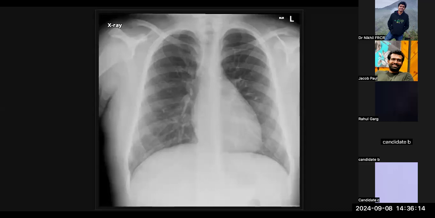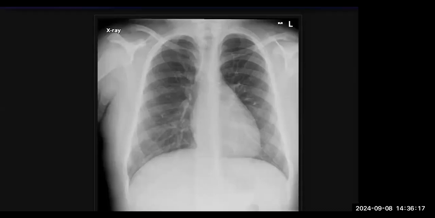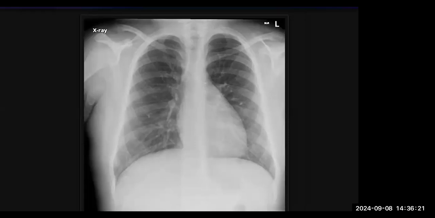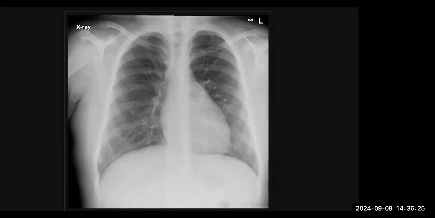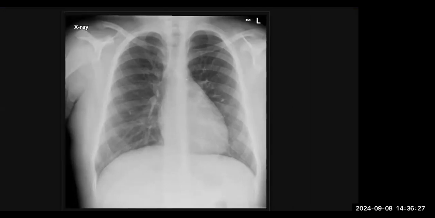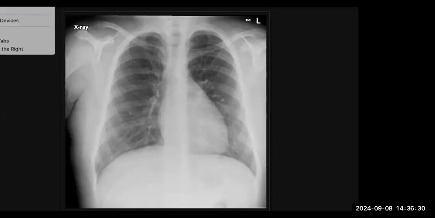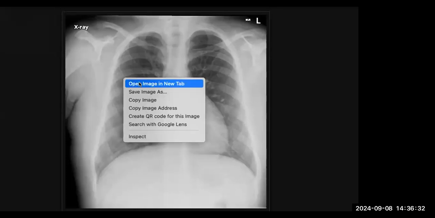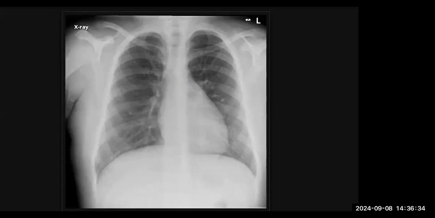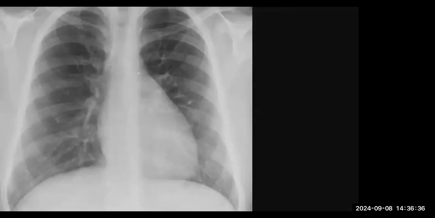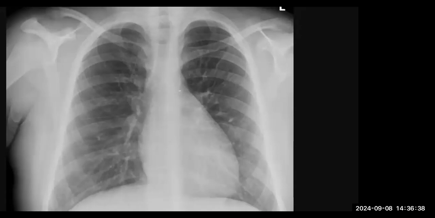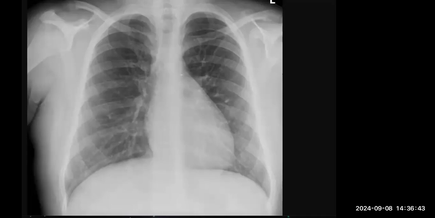Can you see the screen? I can see the screen, but it is a little bit blurred. Okay, give me a moment. I think I'll just open the image in a different tab. How about now? Yeah, it's better now. It's enlarged now. Okay, shall we start?